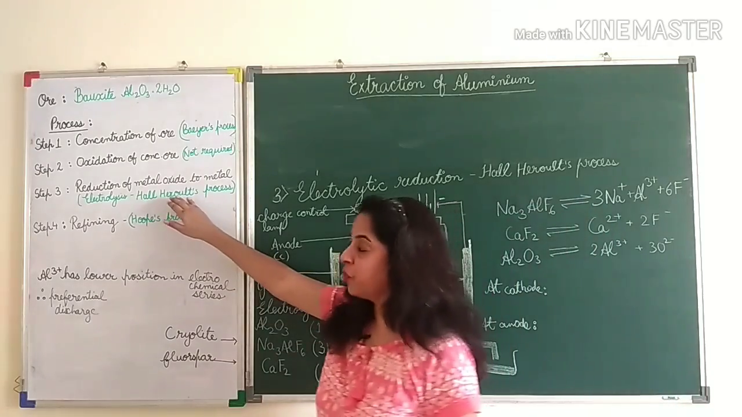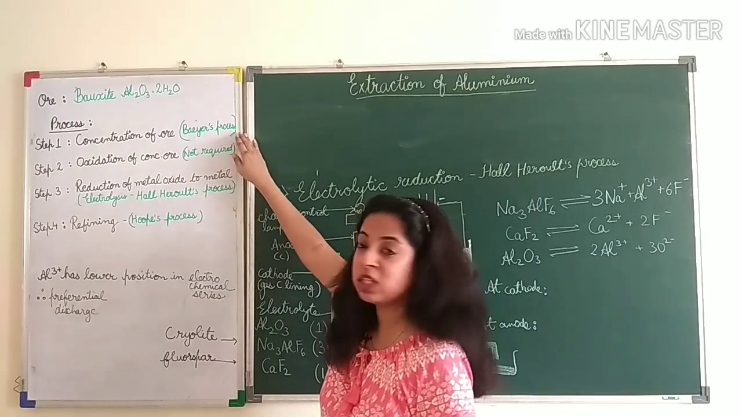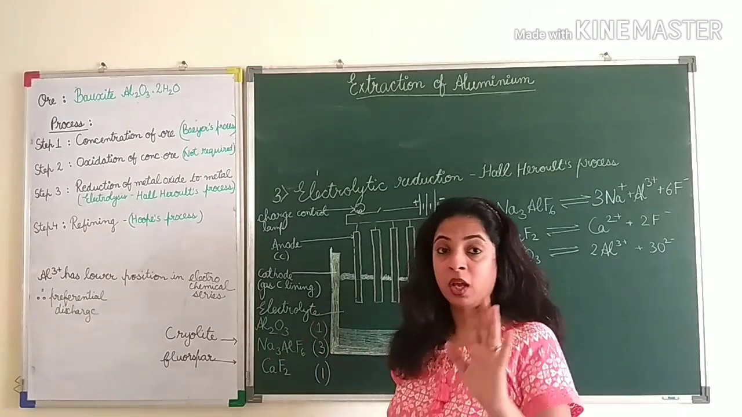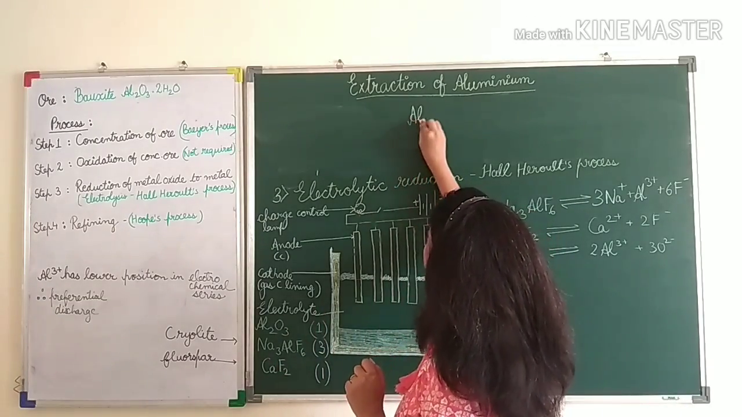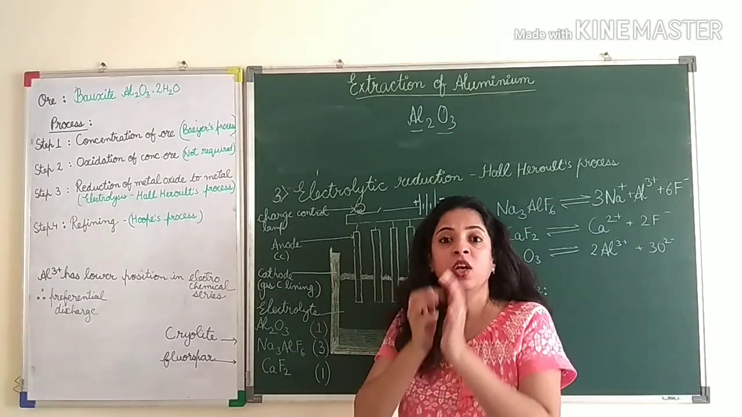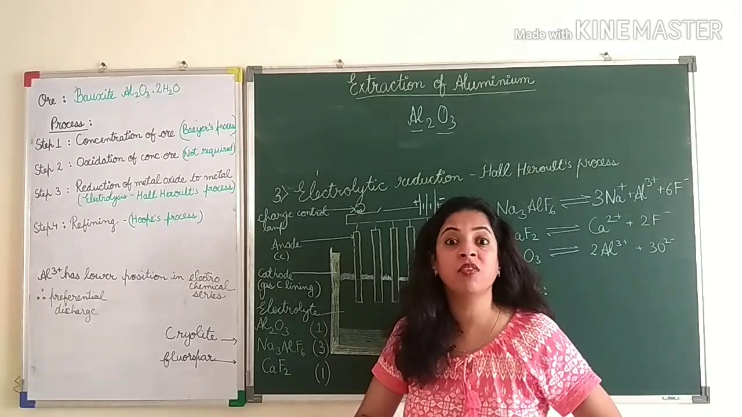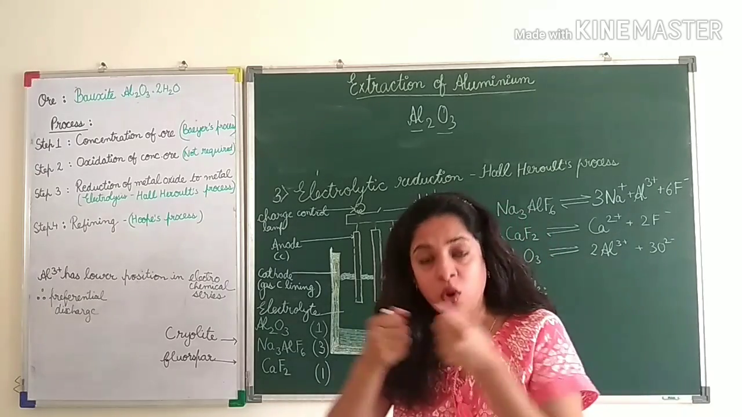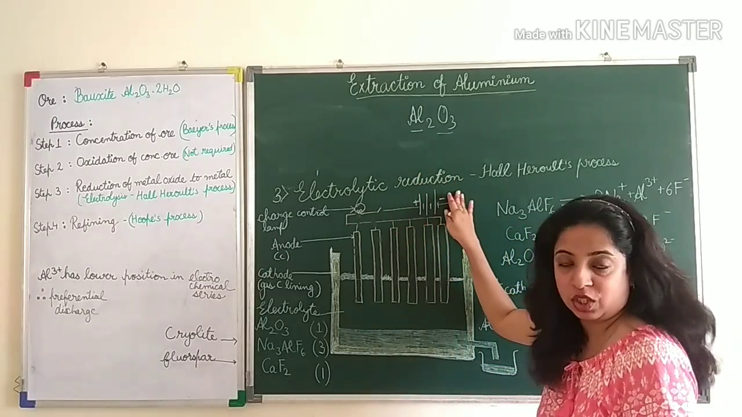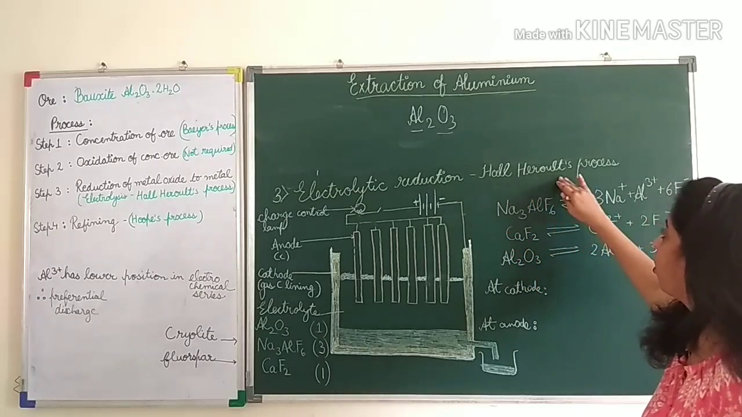Now children, let's move to the third step, that is reduction of metal oxide to metal. From Bayer's process, we got metal oxide. Now we have to reduce that metal oxide to metal. You should always remember that we have this aluminium oxide. Aluminium is very strongly bonded with oxygen, right? So we cannot reduce it using a reducing agent like carbon or carbon monoxide. We will have to use a very strong method to remove this oxygen from aluminium. That is why we are using electrolytic reduction. The name of the electrolytic reduction in our course is Hall-Heroult's process.